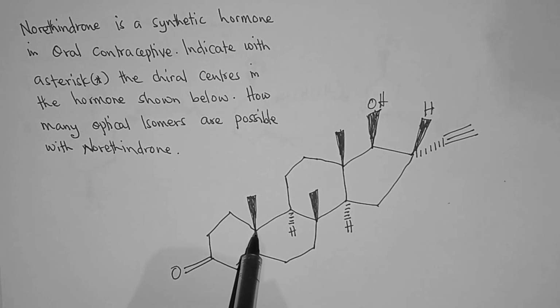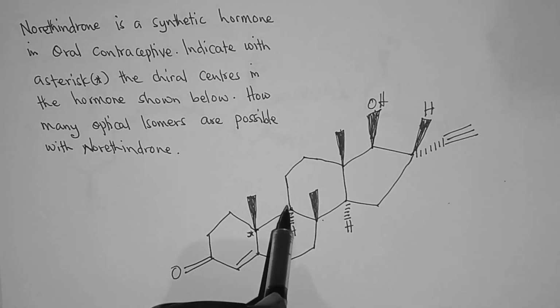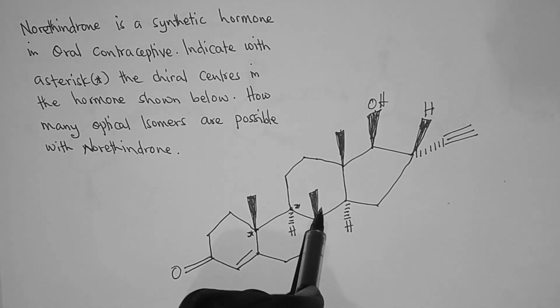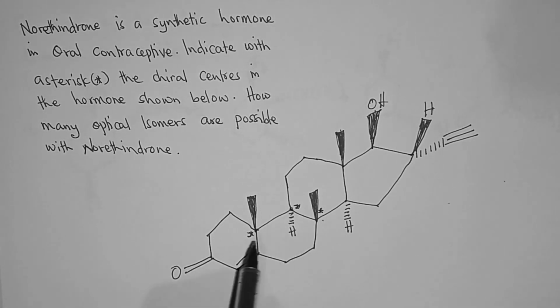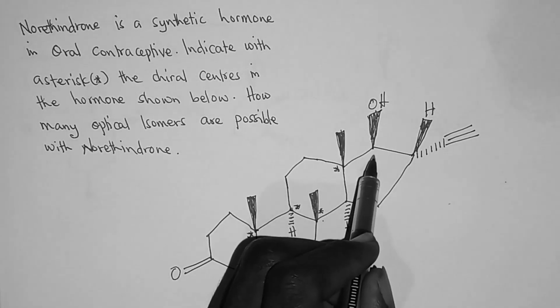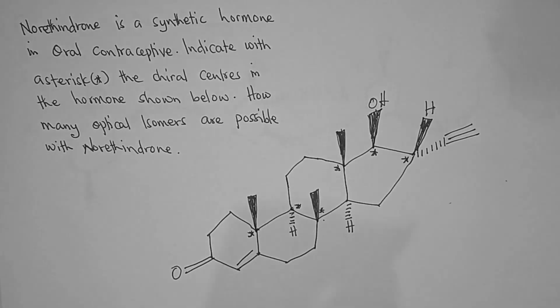You can see that if we consider this carbon and this carbon are different, and it's also different from this, so this is an optical center. And if we consider this one, this carbon and this carbon are also different, and it's different from this proton, and which is also different from this carbon. So this is also an optical center, as well as this one. It is also an optical center. This is also an optical center. And then this is also an optical center. And then finally, we can see that this is also an optical center.